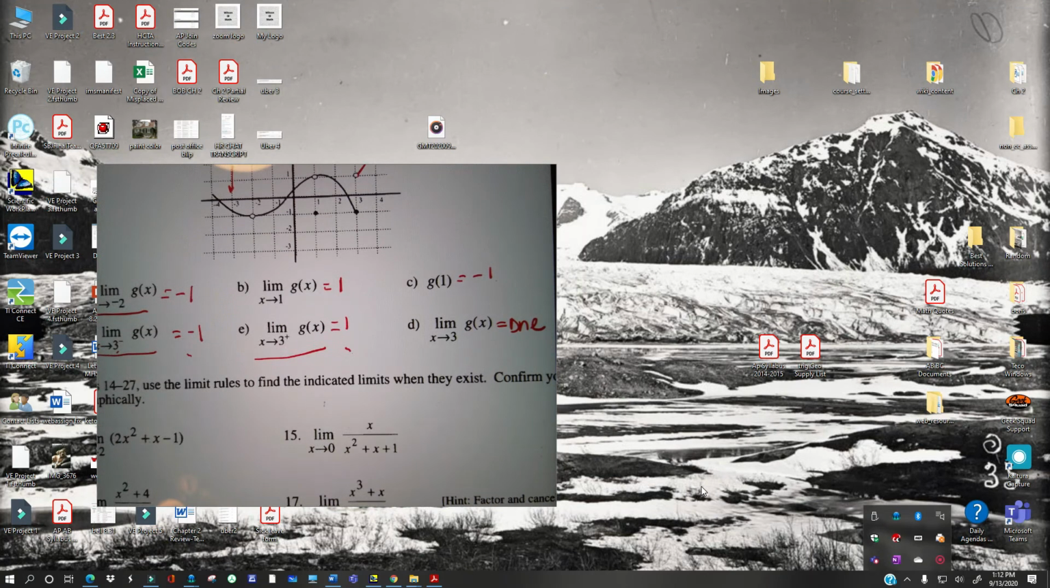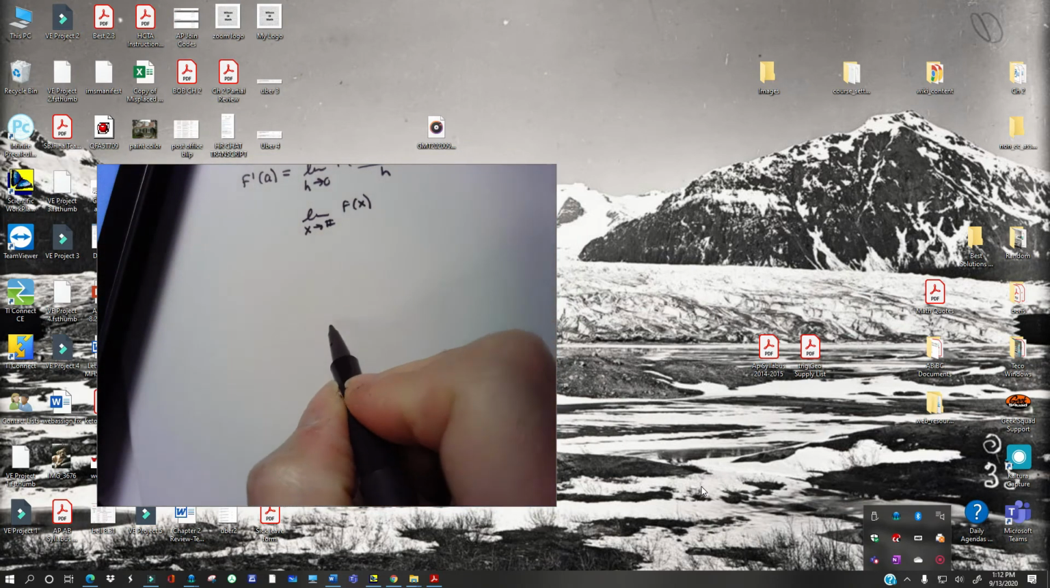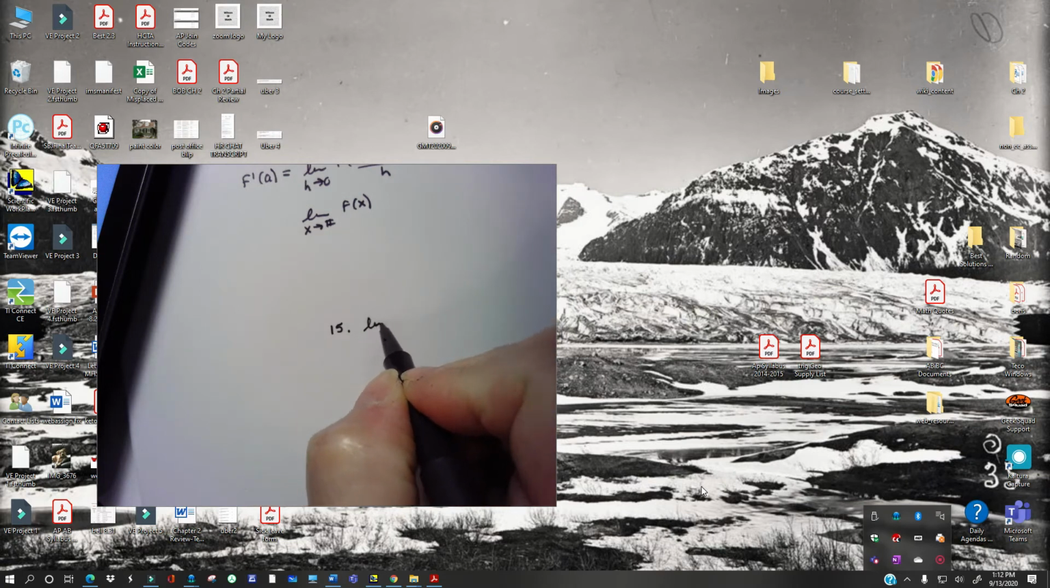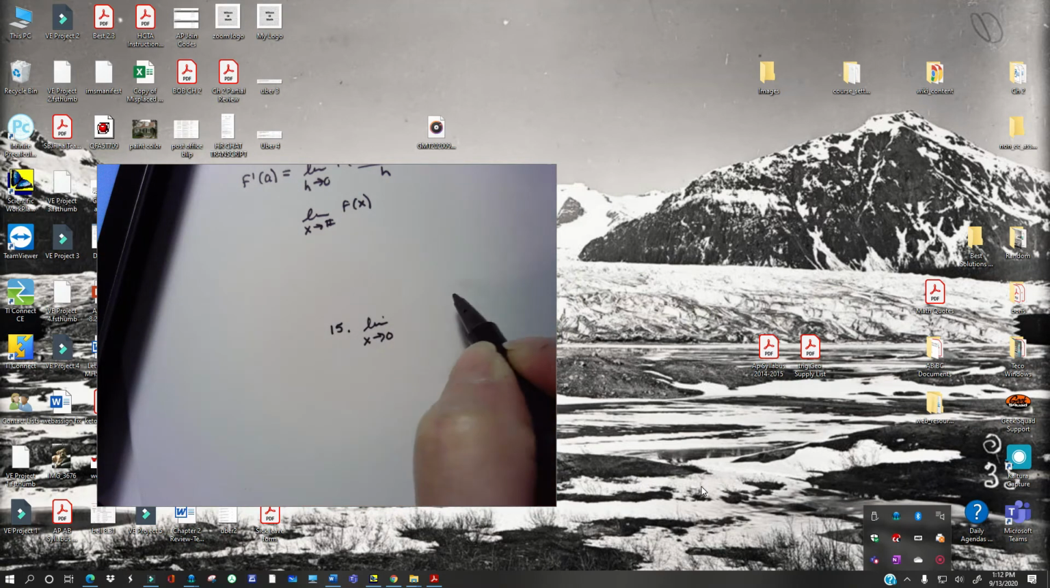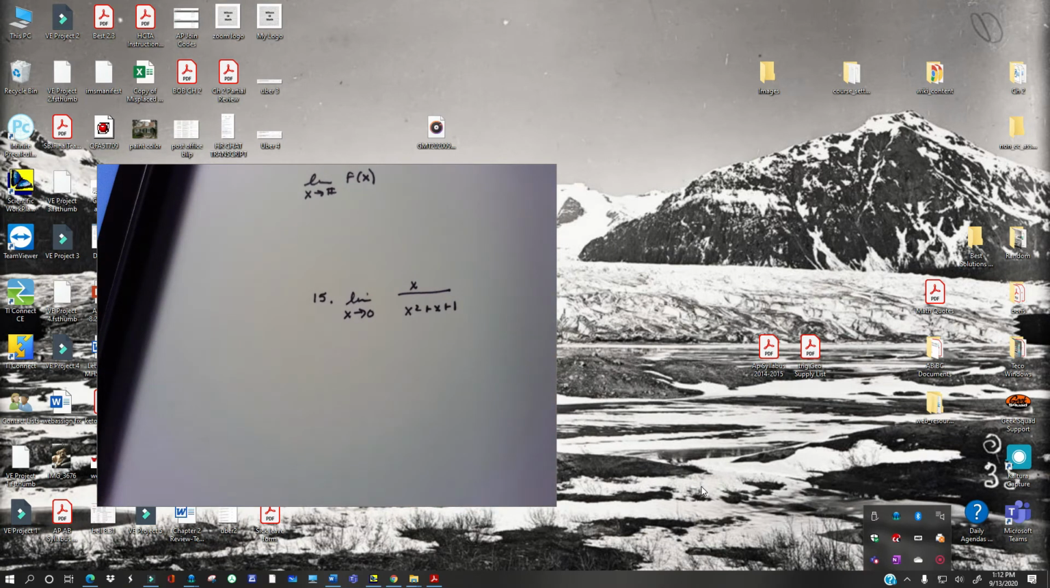And for 15, 17, and 19, I'm just going to do them on the paper. So, number 15, we have the limit as x approaches 0 of x over x squared plus x plus 1. And what I always tell students to do is plug in the number. If I plug in a 0, am I going to have an issue? No, I'm going to have 0 over 1. 0 over 1 is 0, so therefore I would just say the limit's 0.